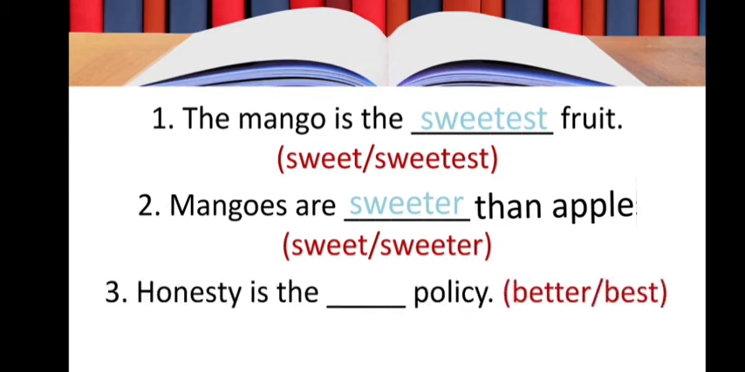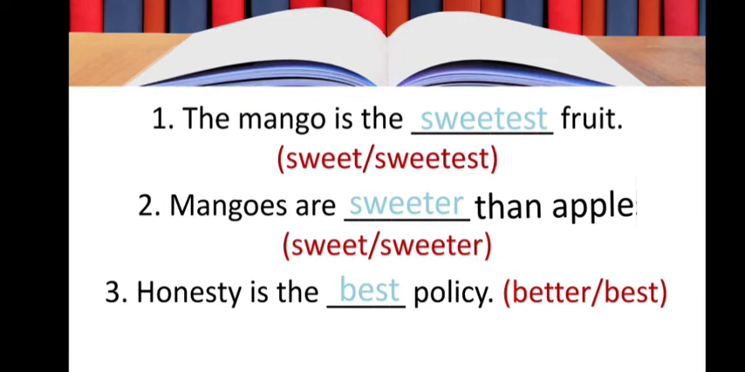The next one is honesty is the dash policy. And the options are better and best. Here you can see again there is "the" given, so we will use which degree of adjective? Yes, superlative. So the answer is honesty is the best policy.